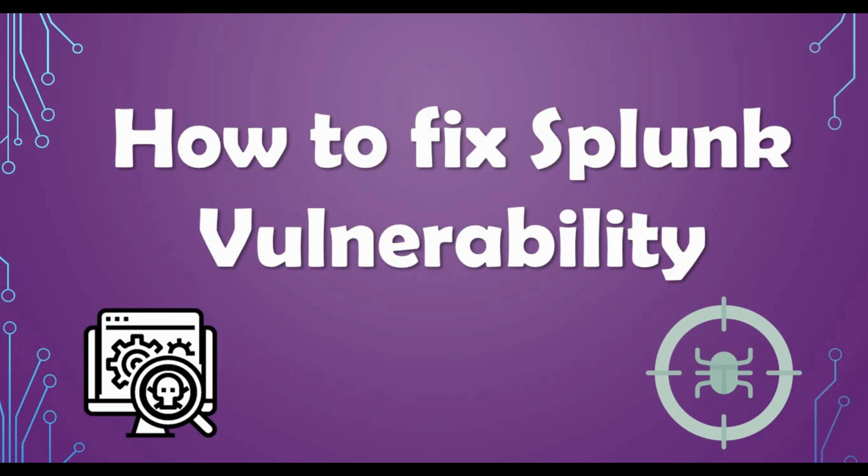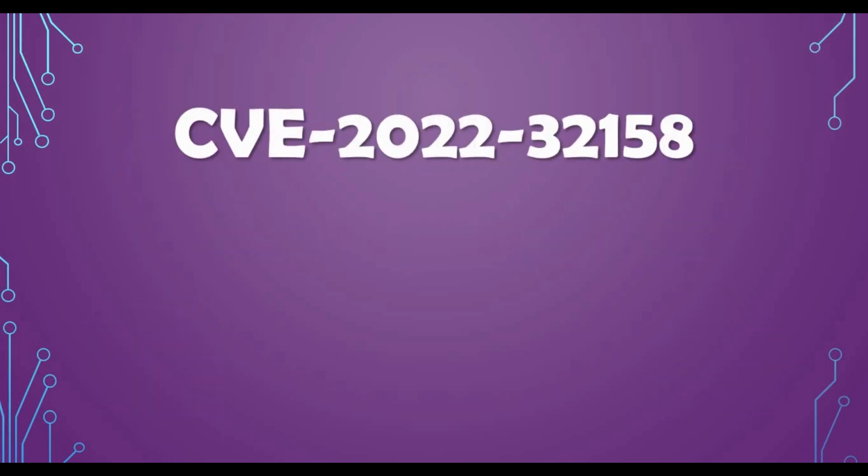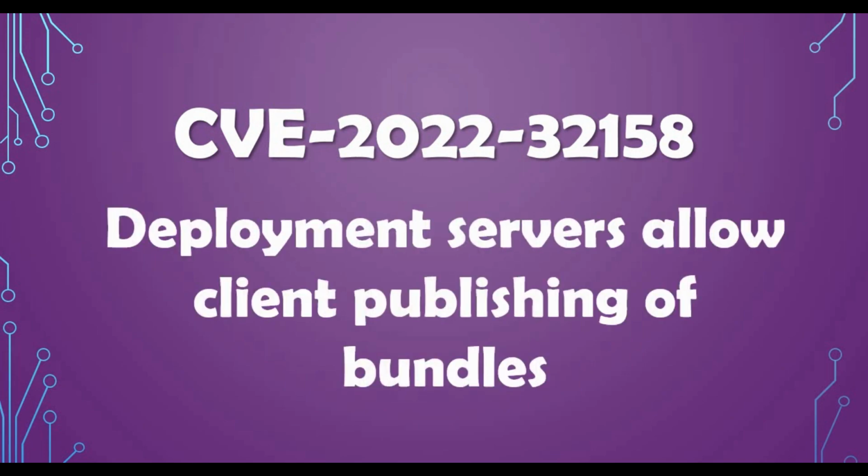So in this video we are going to talk about how to fix a Splunk vulnerability. Why this video is important: currently we have a critical vulnerability identified on Splunk 8 versions, and this is the CVE number, CVE-2022-32158. This vulnerability is based on deployment servers, which allow client publishing of bundles. So we'll discuss this vulnerability.